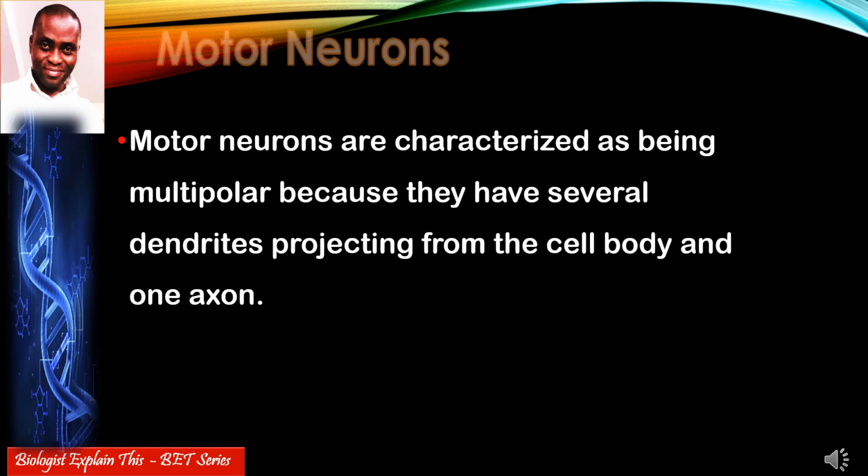Now we've got another fact about motor neurons, and that is the fact that motor neurons are characterized as multipolar. Okay, remember we talked about the fact that sensory neurons are referred to as pseudo-unipolar. In contrast to that, motor neurons are multipolar. Why are they described as multipolar? That's because they've got several dendrites projecting from the cell body and the axon. So that's the multipolarity that you have in motor neurons, unlike the pseudo-unipolarity that you see in the sensory neurons.